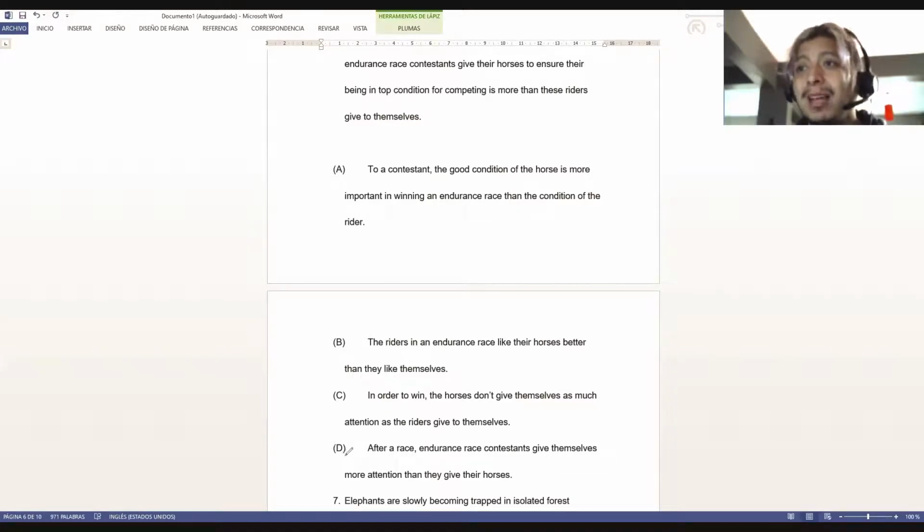After a race, endurance race contestants give themselves more attention than they give their horses. So when the race is finished, they stop giving that much attention to the horse and they give more attention to themselves. Probably, I think so. Yeah, it says from the beginning of training to the end, to the finish of a race. So to a contestant, the good condition of the horse is more important than their own condition. And after the race, probably, I mean, this is just a maybe, they probably give themselves more attention. It depends on the rider. Maybe there are some riders that just care about their animal, and that's the only thing they care about. But okay, I guess it makes sense to infer that.